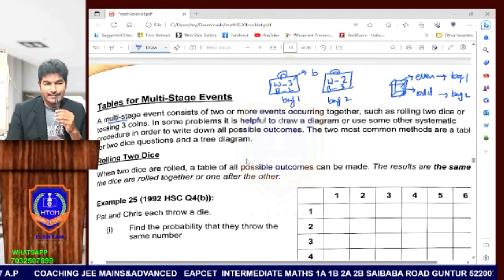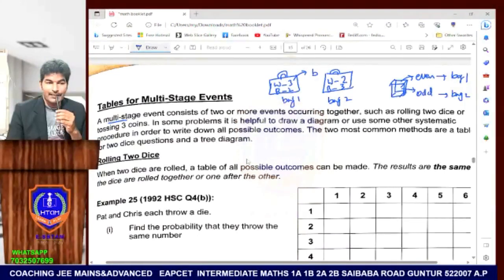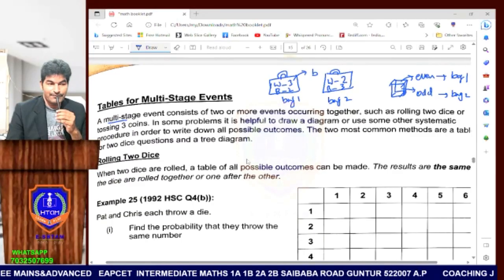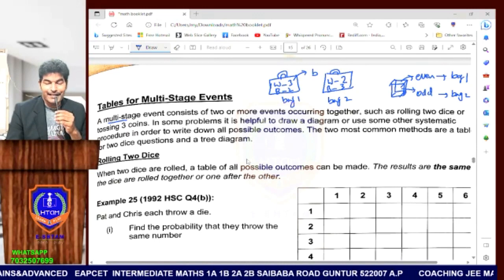Why don't we directly select a bag and from that bag a blue ball? It's not multi-level, it would be a direct event, right? So this type of event is called a multi-stage event. Understood? What is a multi-stage event? First, we will roll a die, and from the die we get a number.